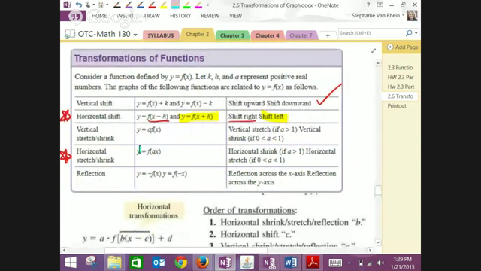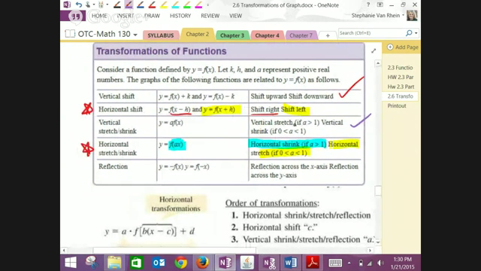Again with the horizontal, if I replace x with ax, it is a horizontal shrink if a is greater than 1. Right? And it's a stretch if a is a fraction, which is counterintuitive. You just have to go with it. The vertical acts just like you would expect, right? If a is greater than 1, it's a stretch. If a is less than 1, it's a shrink.